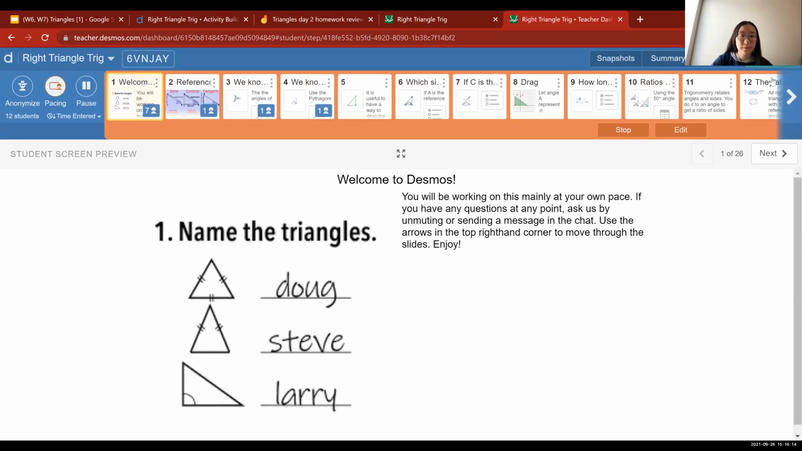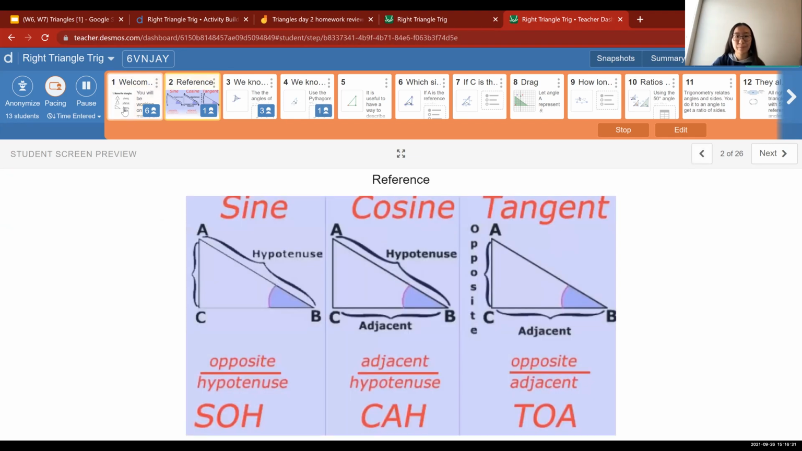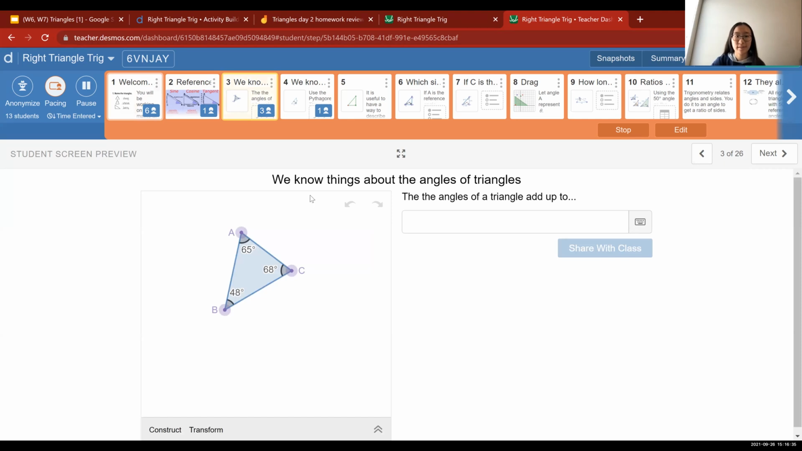Okay, so if you're on the Desmos, you can go ahead and move through the slides. So basically read the information on them and answer the questions. You are free to move anywhere between slide 1 and 19, and then after that, just stop. If you have any questions at any point, you can ask us.